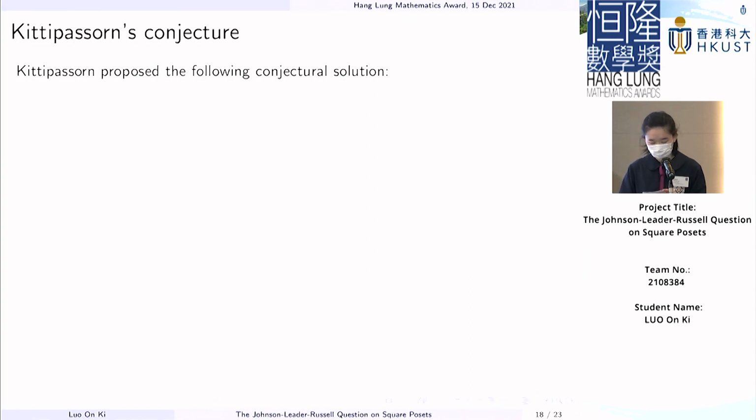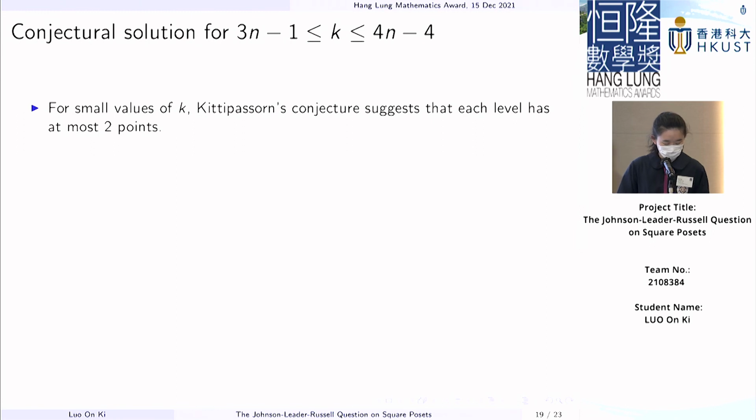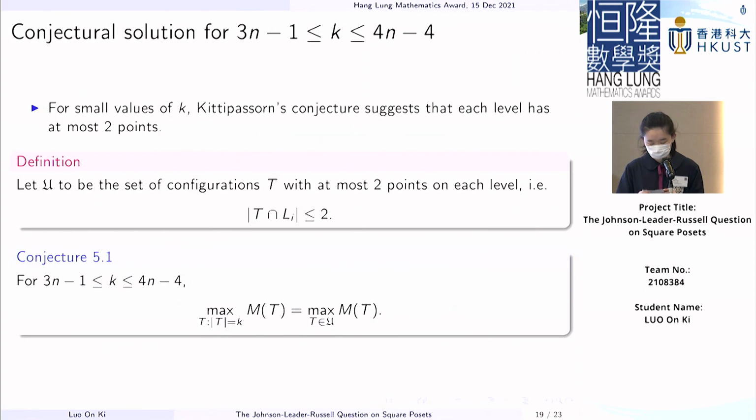Now, let us move to some possible future work. Kittipassorn suggests that the points should be put from the middle outward and from bottom to top. For example, if k is equal to 9, then we should put the points from 1 to 3 until 9. This is conjectured to be the optimal configuration. Notice that for small values of k, Kittipassorn's conjecture suggests that each level has at most 2 points. So here we can define U to be the set of configurations T with at most 2 points on each level, and we conjecture that an optimal configuration of all T is in the set U.